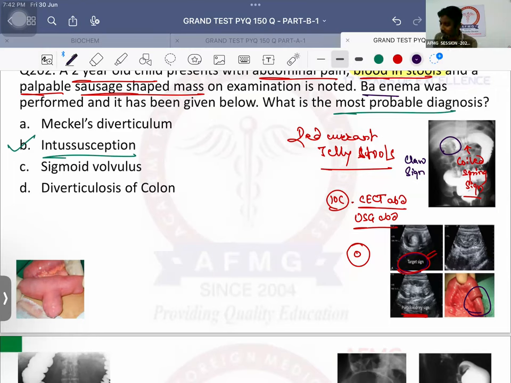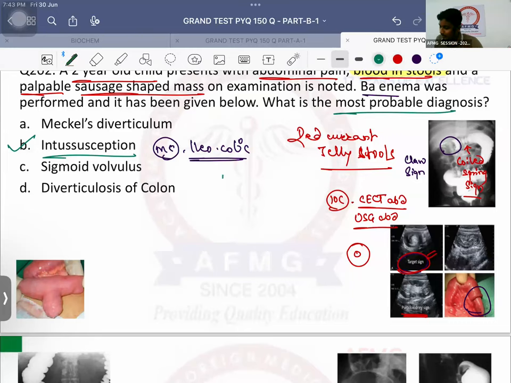Usually the most common site for intussusception is ileocolic. When the ileum goes into the cecum, that is called the ileocolic intussusception. Please remember this. No issues with this. Associated with vaccination, rotavirus.